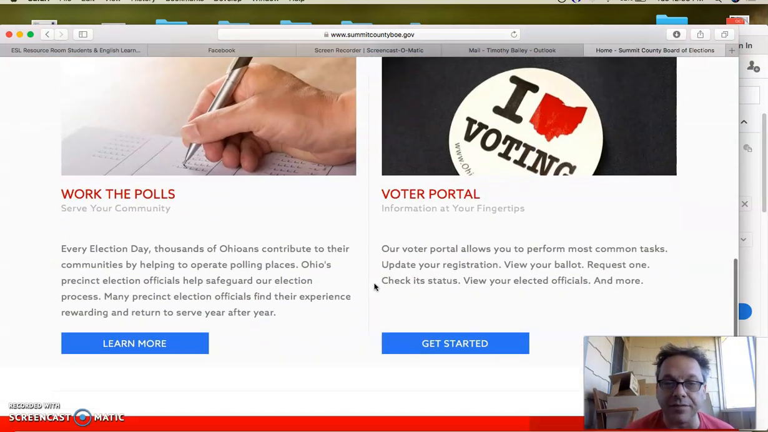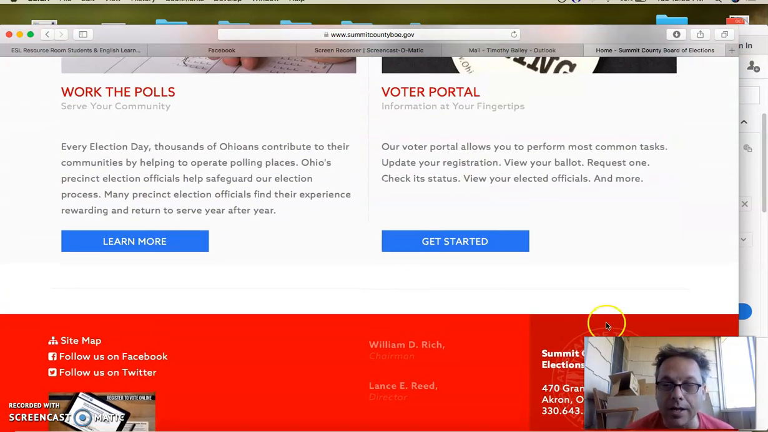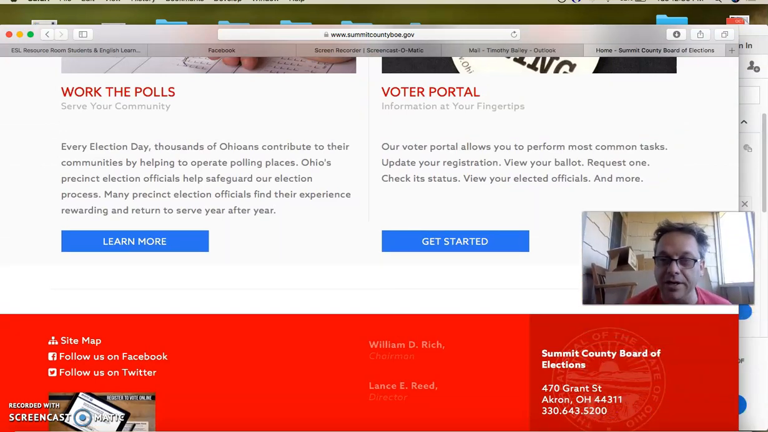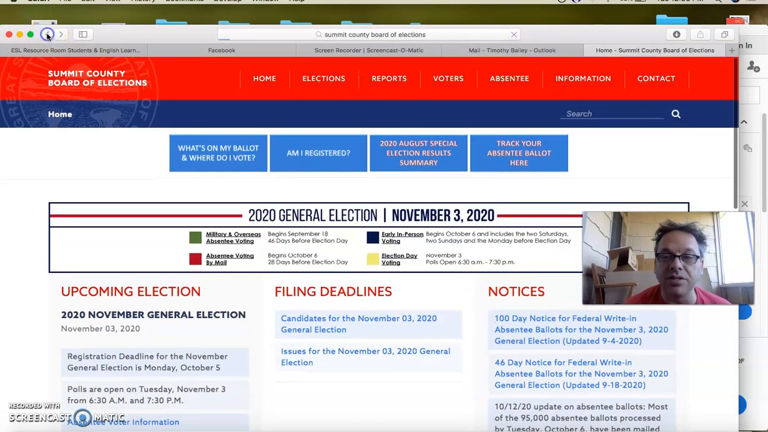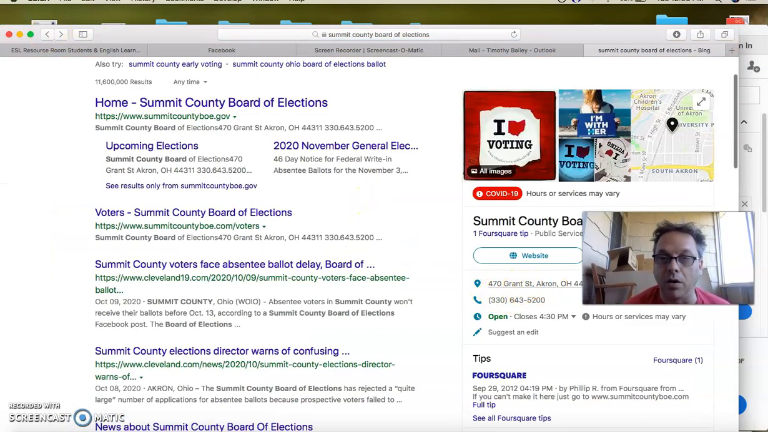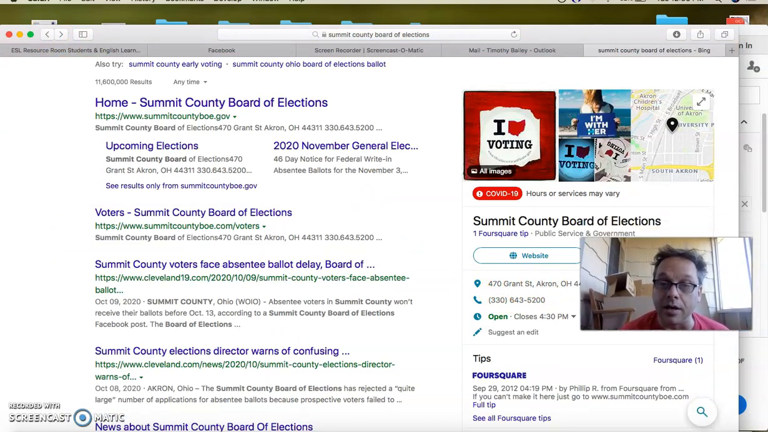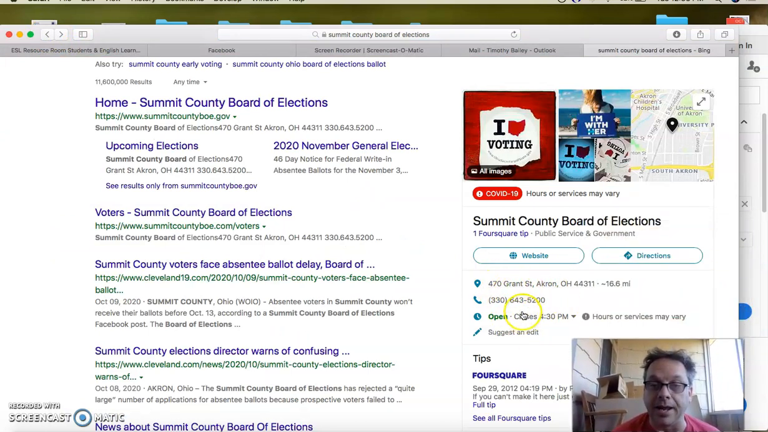So this has all kinds of information on it. It also has, you can see down here, the address 470 Grant Street, right? And we saw that at the beginning as well. So here is the place where you should be able to go and vote. My suggestion is you might also call them or double check on the website about going there to vote.